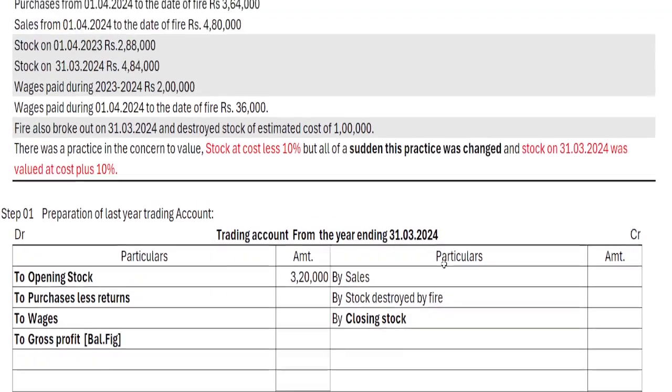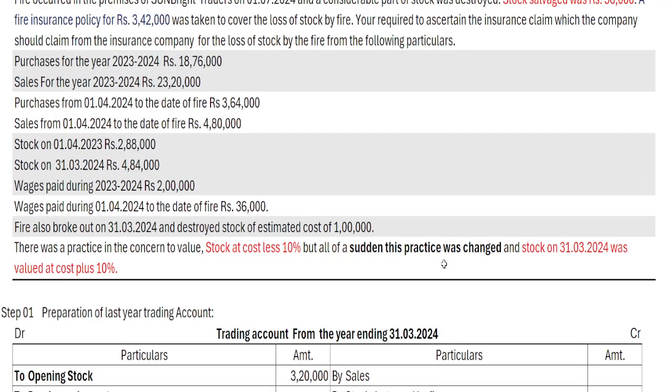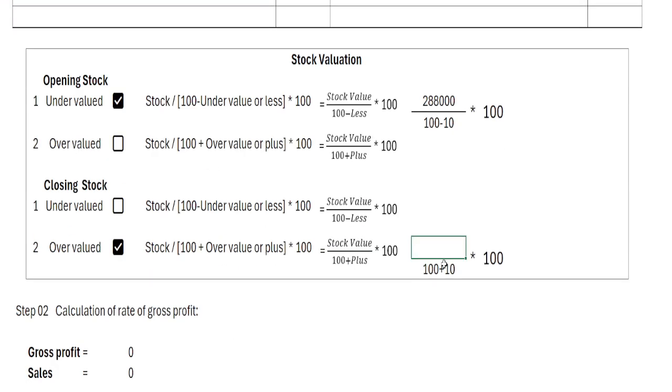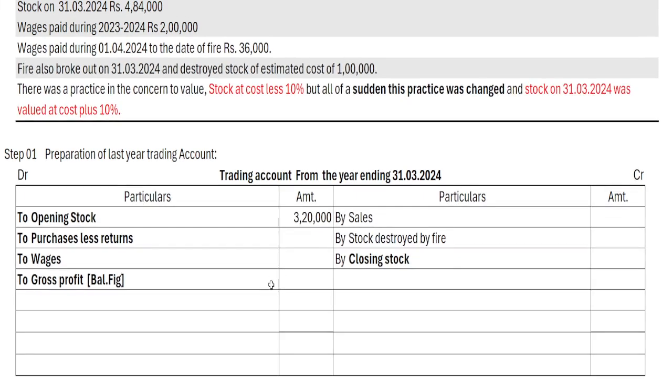And the value is 4,84,000. How is it calculated? Closing stock is 4,84,000 divided by 110 into 100, because we have to convert it back into normal 100%. So into 100, which is 4,40,000.